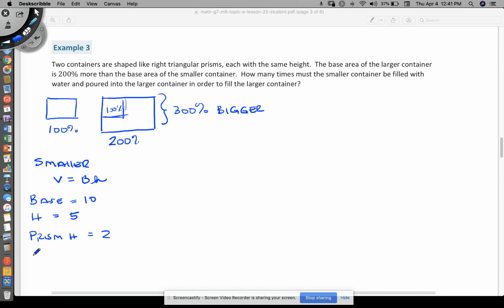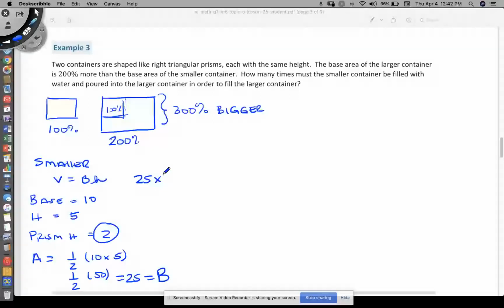All right. So first I'm going to find my big B. To find the big B, I find the area. Area is going to equal 1/2 my base times my height, which is 10 times 5. So that's 1/2 of 50, which gives me 25. That gives me my big B. So now when I come up here, I go 25 times the prism height, which is 2, and I get 50 inches cubed. All right, that's all for the smaller one.